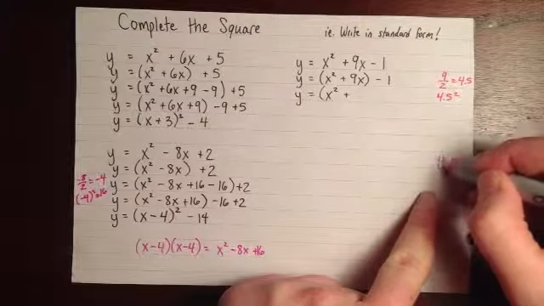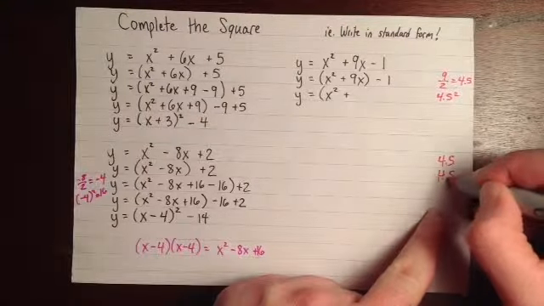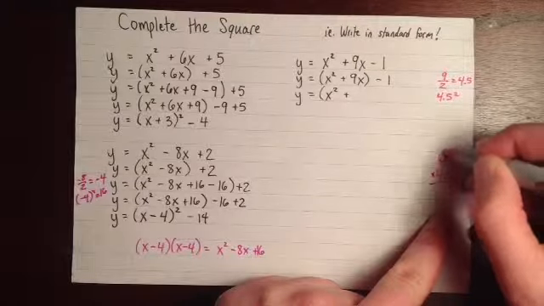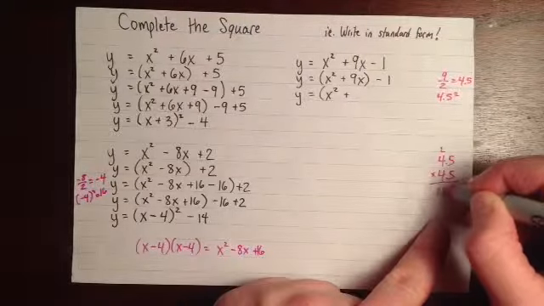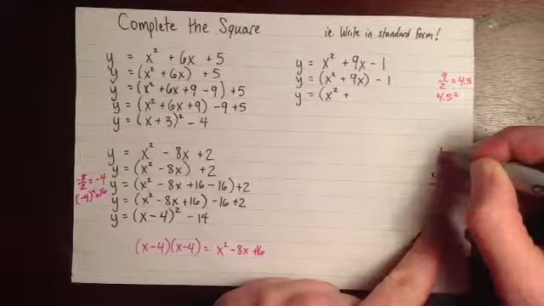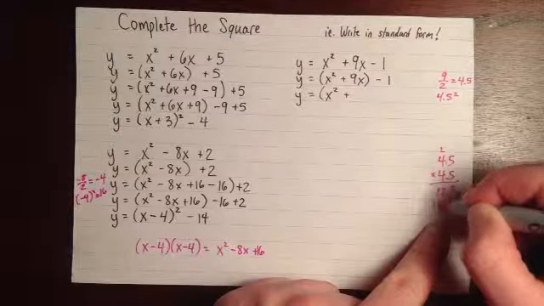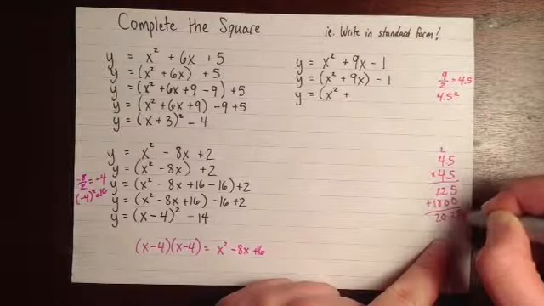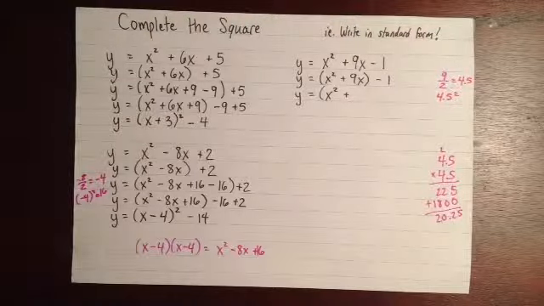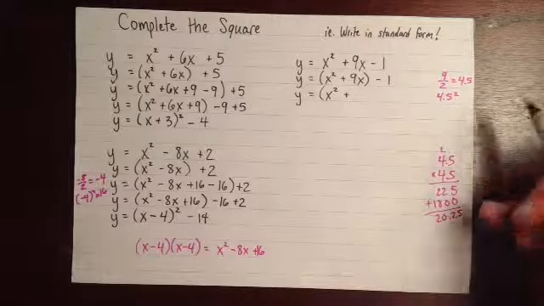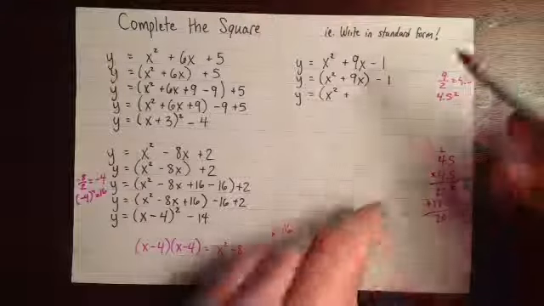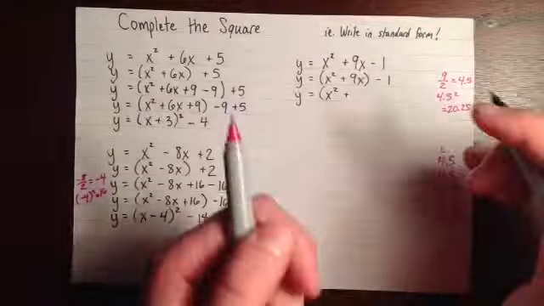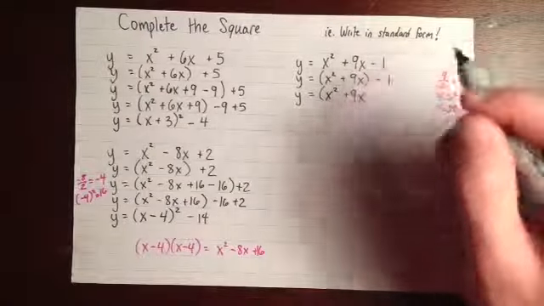Okay. What is 4.5 squared? Pop that in your calculators. There we go, it's 20.25. This is 20.25. So that's going to be my magical number here.